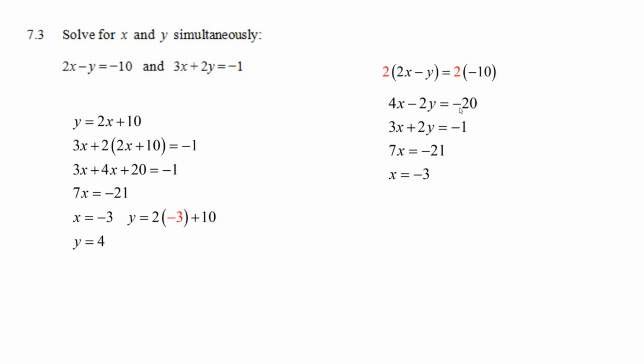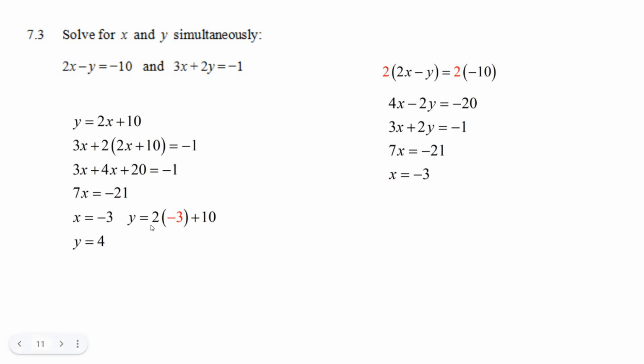We just add up the things that are kind of like terms here, the y's, the x's, and the numbers, and we're going to get to the exact same place over here. Watch this. 4x plus 3x is 7x. Minus 2y plus 2y is 0. Minus 20 plus minus 1 is minus 21. Divide by 7, you get x is minus 3.